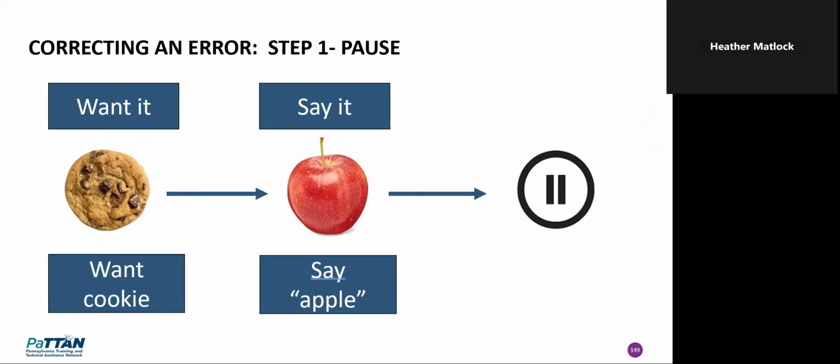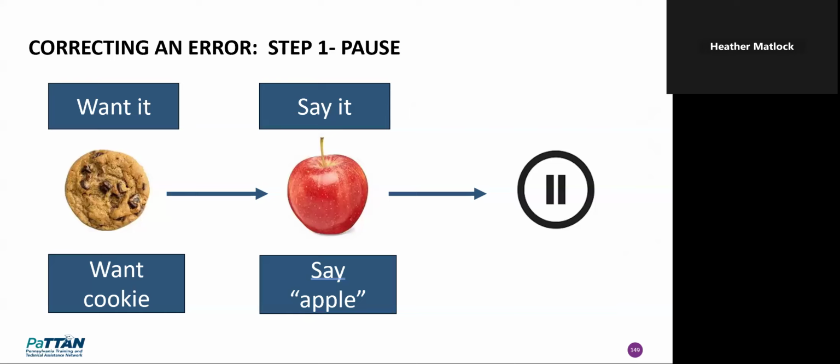All right, so they want a cookie, but they said apple. The first thing that we're going to do here is pause. Ideally, I also want to try to remove the presence of what they're trying to ask for and also remove any kind of signal of attention, such as direct eye contact and talking. Because this is going to show them that that response didn't work to get my attention, and ultimately what they wanted. And showing is much more powerful than telling.